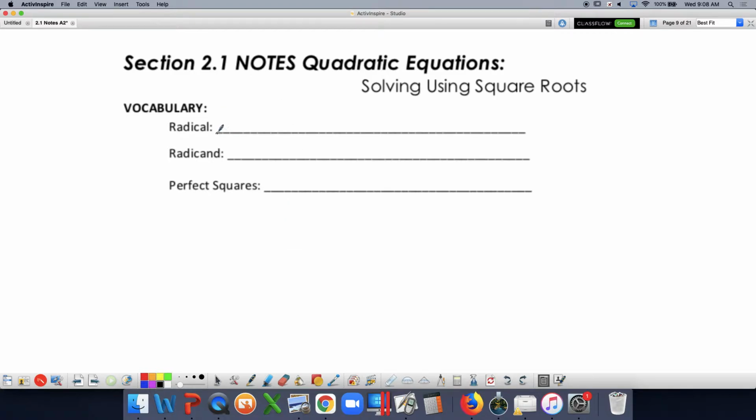A radical, when I say radical, that means the square root symbol.